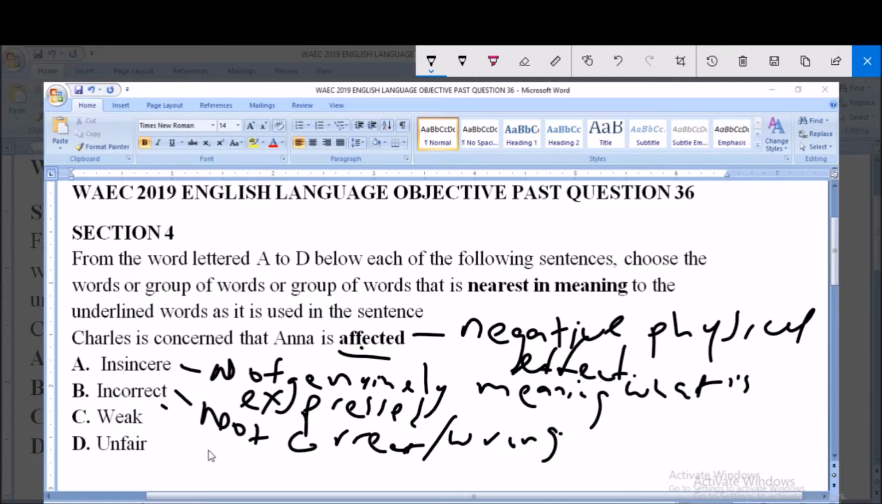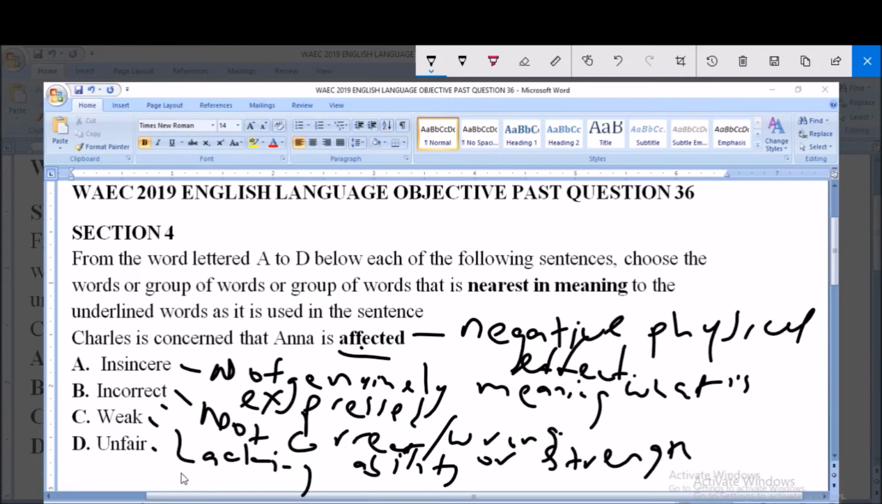Now weak means lacking ability or strength. And option D, unfair, means not fair or unjust. So from the meanings of the options we've seen, we see that the word weak and its meaning is the one that is nearest in meaning to negative physical effect, which is the meaning of affected as it is used in this sentence. Therefore, the correct answer is C, weak.